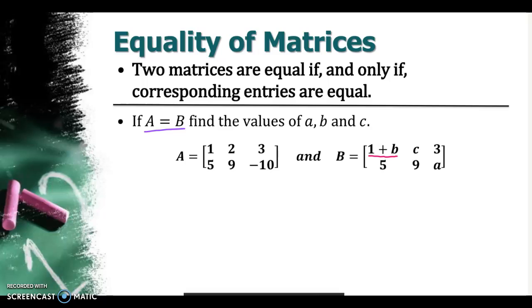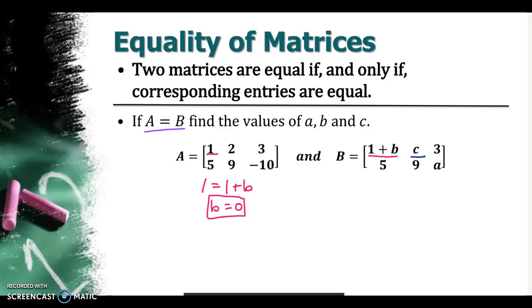B is in this first row and first column of matrix B. And since matrix A and matrix B are equal, that means this first entry for both matrices has to be equal. So 1 has to equal 1 plus B, or B must be equal to 0. Okay, so we found what B was.